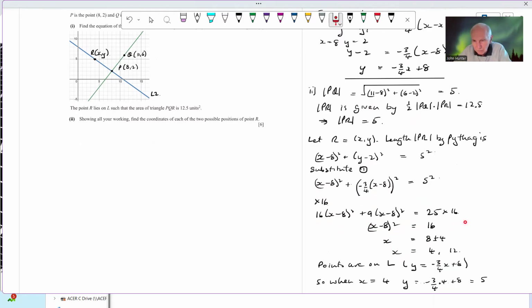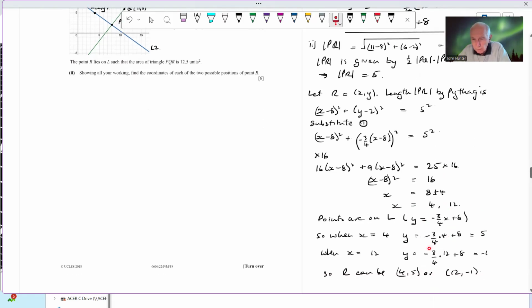Okay, if you're not convinced, you can pause the video and have a look at that. But that's essentially going to give us values of x of 4 and 12. And then we can go back to this equation for L and work out the values of y that go with these values of x. So when x equals 4, y equals 5, when x equals 12, y equals -1.